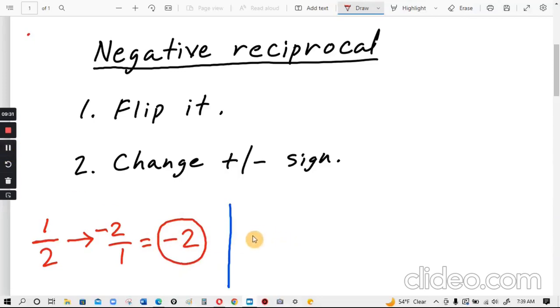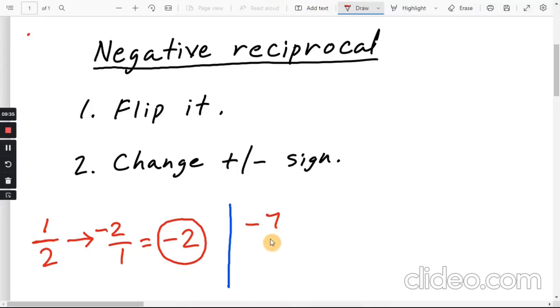All right, let's look at another one. Let's try negative 7/3, and we want to find the negative reciprocal. All right, the first step is to flip it. So negative 7/3 becomes negative 3 over 7. And then change the plus minus sign. The negative sign becomes positive. That's it.